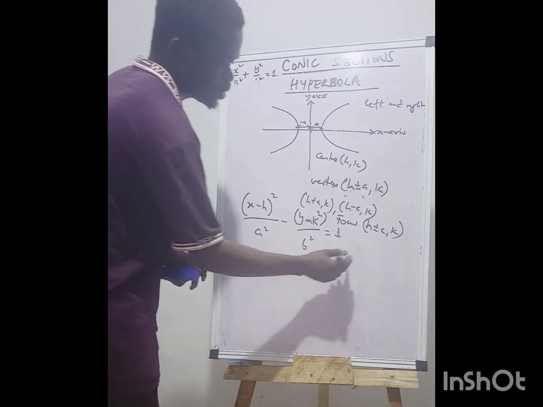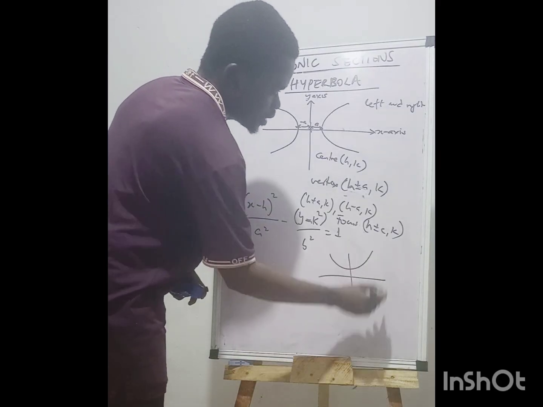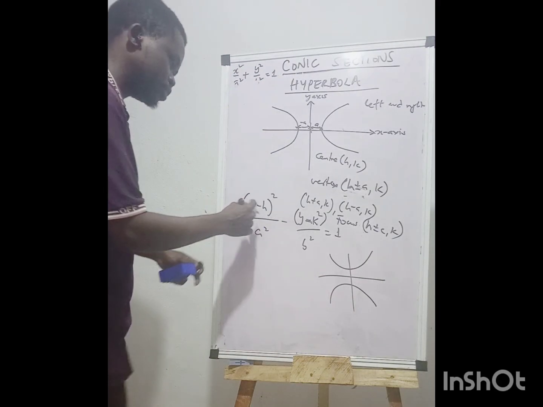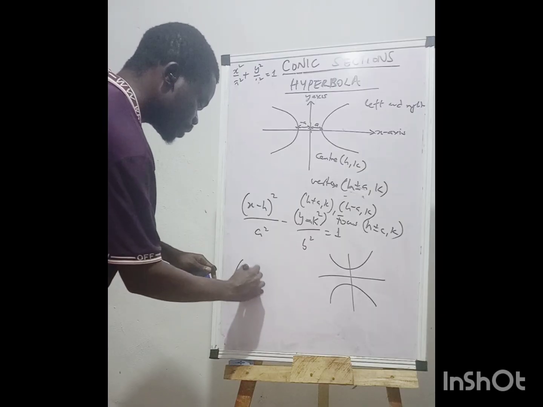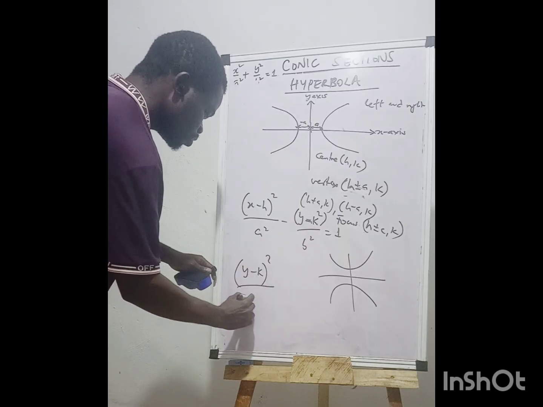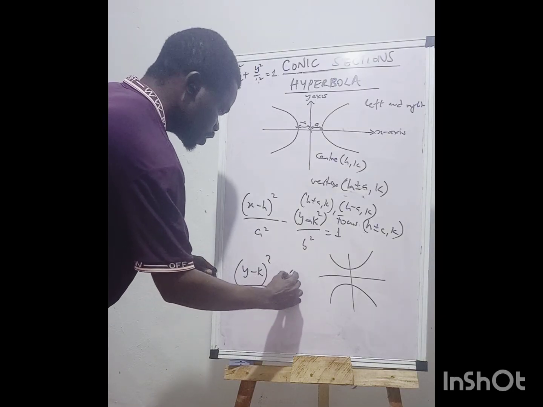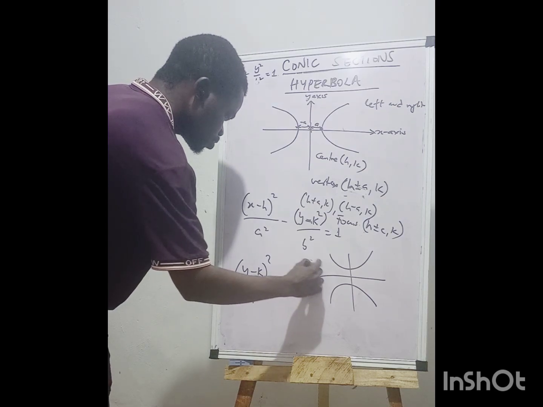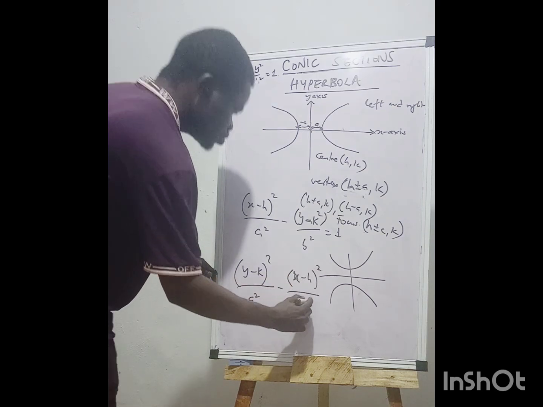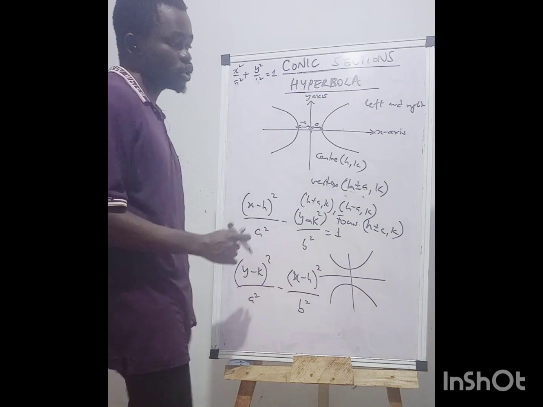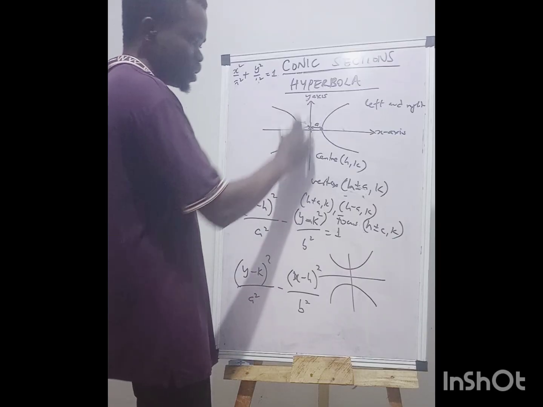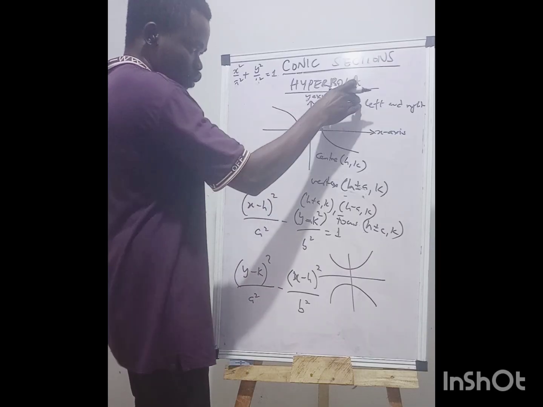So if we had the reverse of it, now it's up and down. There will not be a twist. Now we have (y minus k) squared all over a squared, minus (x minus h) squared all over b squared. You know why we are picturing h? Because the center is not always at this point. These two can shift to this point.